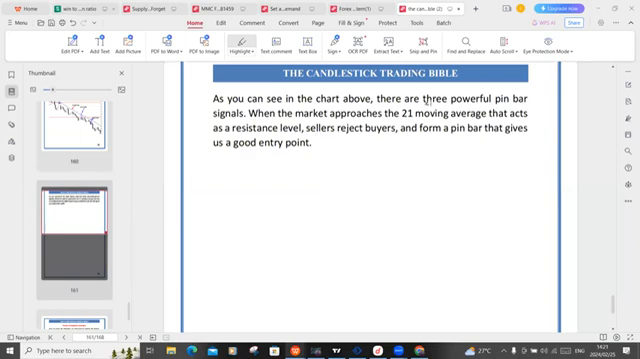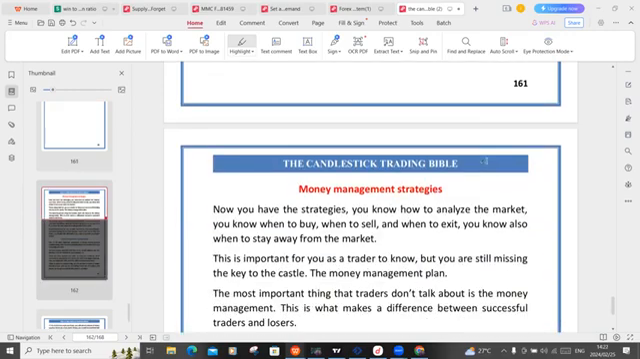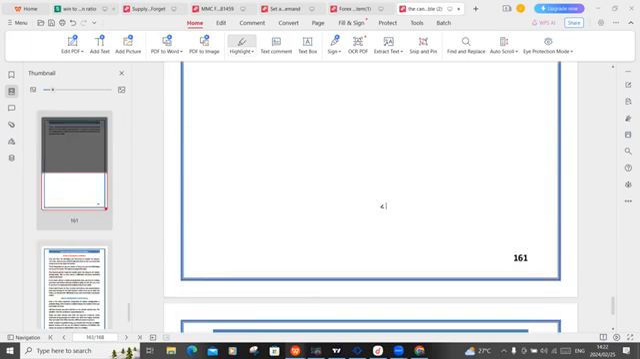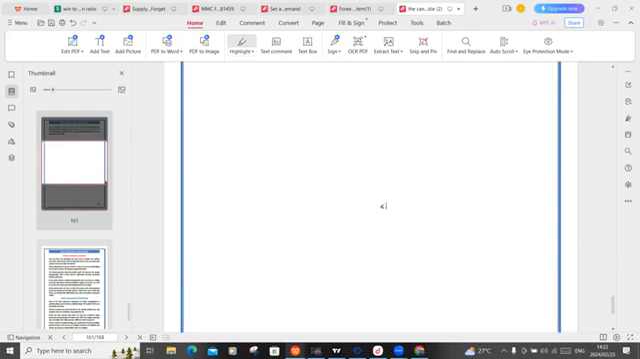As you can see in the chart above, there are three powerful pin bar signals. When the market approaches the 21 moving average, that acts as a resistance level. Sellers reject buyers and form a pin bar that gives us a good entry point. All right. Money management strategies. I think that's a session on its own. So let's end today's session here.